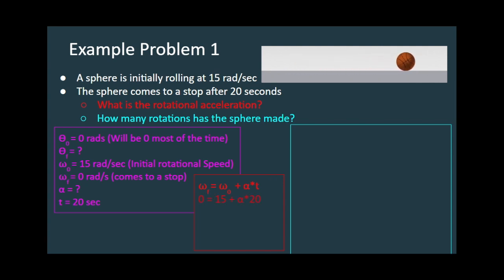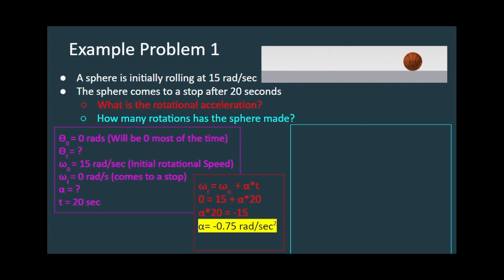So if I plug in my numbers to my equation, I get 0 equals 15 plus alpha times t. I rearrange it. I get alpha times 20 is equal to negative 15. Solve for alpha, and you find out that the angular acceleration should be negative 0.75 radians per second squared. We know our angular acceleration should be negative because our object is slowing down.